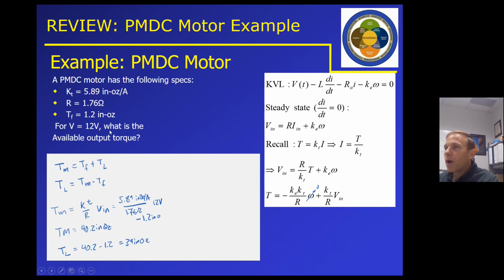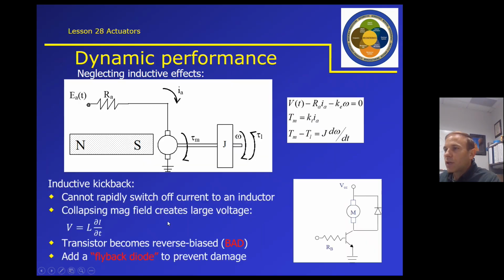We went through an example problem where we looked at, if we had a certain type of motor and we applied a certain voltage, how much torque could it develop? So take a look at that again if you're not sure how that worked. Okay, so today, some new content here.